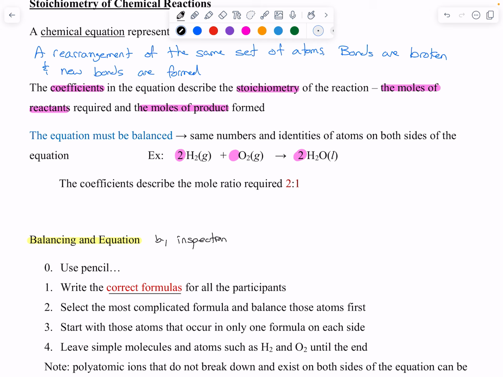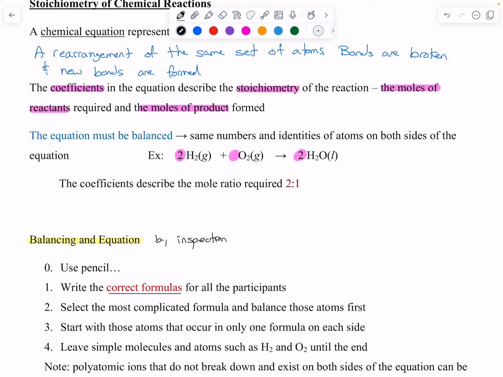Because it's not always going to be given to you. You're not always going to get chemical formulas. You're going to get words. Copper(II) nitrate reacts with magnesium to make copper metal and magnesium nitrate, and you'll have to write the balanced equation, so you have to make the formulas first.